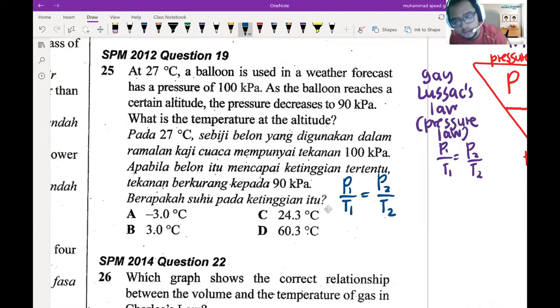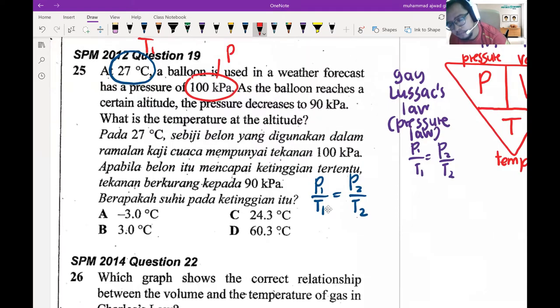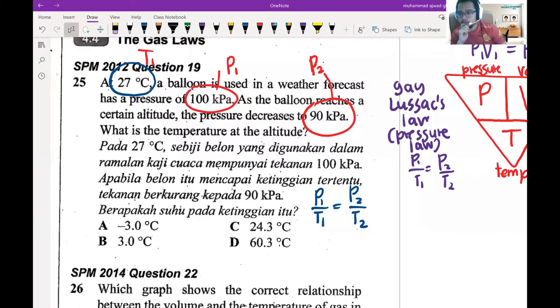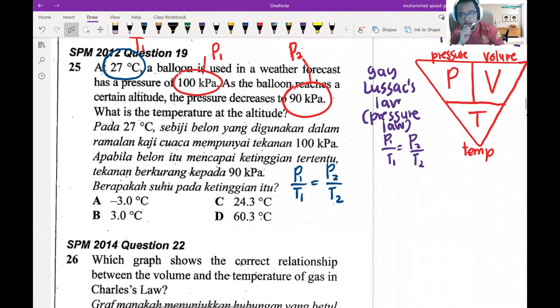Okay. So, we have a temperature. Okay, assuming this is T1. Pressure, P1. Okay, this is this one. P2. Nak T2. Okay, cari berapa T2. Okay, cuba nak korang cuba dulu. Okay, so the answer is A.